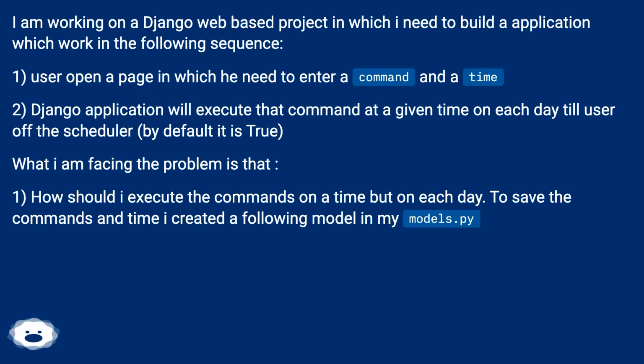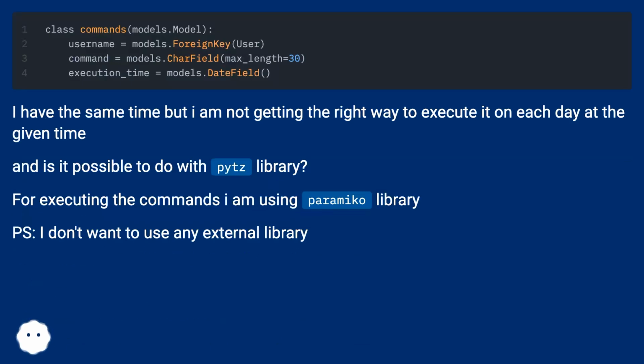1. How should I execute the commands on a time but on each day? To save the commands and time, I created a following model in my models.py. I have the same time, but I am not getting the right way to execute it on each day at the given time. And is it possible to do with pytz library? For executing the commands, I am using Paramiko library. PS, I don't want to use any external library.